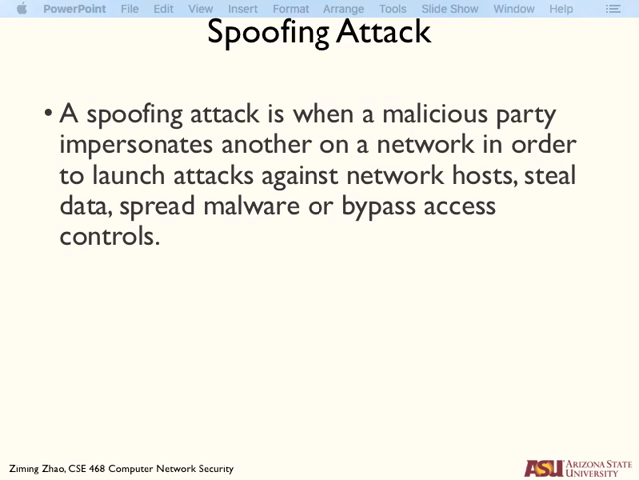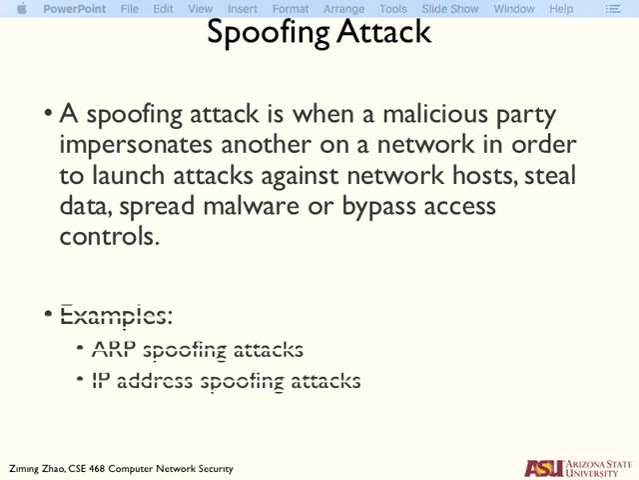So, not really a host, any kind of identity. The identity could be at any layer. It could be data link layer, it could be network layer, or just port numbers. So we are going to look at some of the spoofing attacks later, after we talk about crypto. So we are going to look at the ARP spoofing attack.